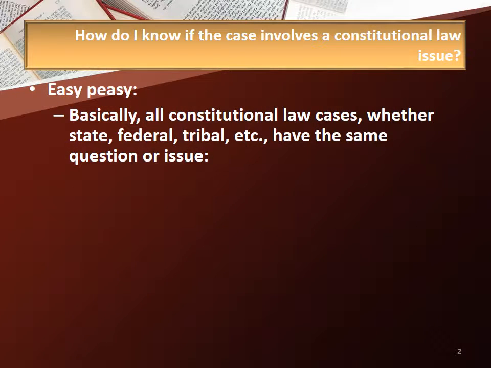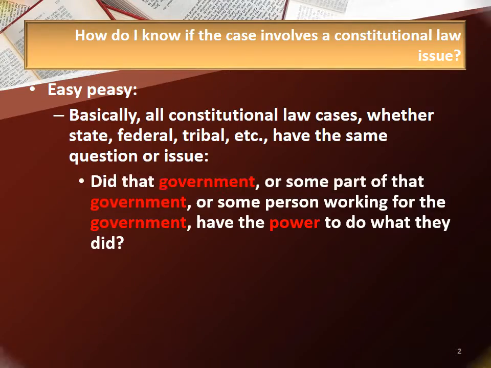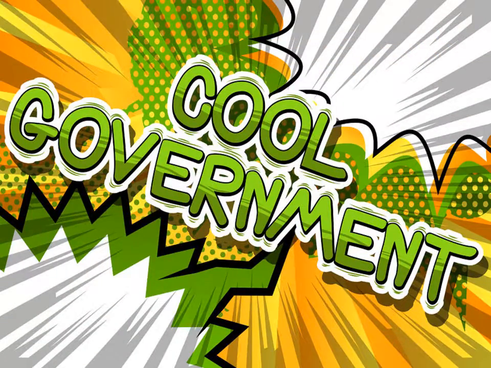All constitutional law cases, whether state, federal, tribal, etc., have the same question or issue. Did that government, or some part of that government, or some person working for that government have the power to do what they did? That is, Michigan constitutional law issues always ask, did the state of Michigan have the power to do what it did? Nebraska constitutional law issues ask, did the state of Nebraska have the power to do what it did, etc.